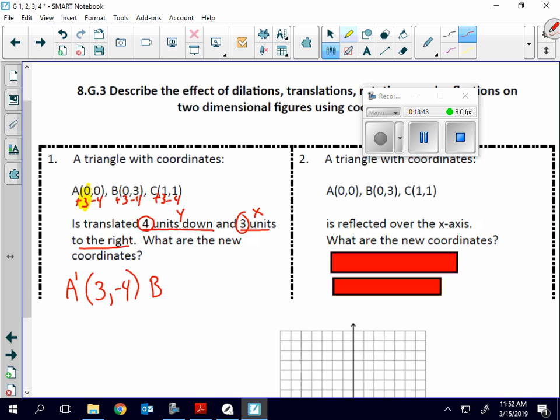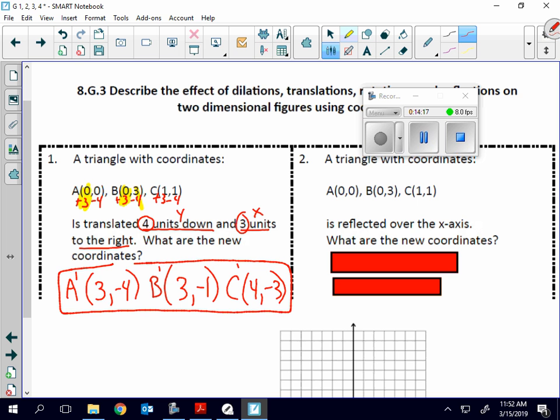B prime is taking 0 plus 3. Again, I'm right here. 0 plus 3 gives me 3, and this one here, 3 minus 4, is negative 1. And then lastly, C prime, 1 plus 3 is 4, and 1 minus 4 is negative 3. So that's going to be your answer. And yes, you could do it on a graph, but it is good to know both ways.